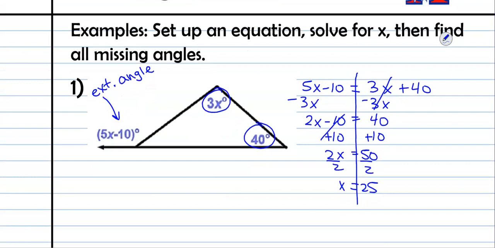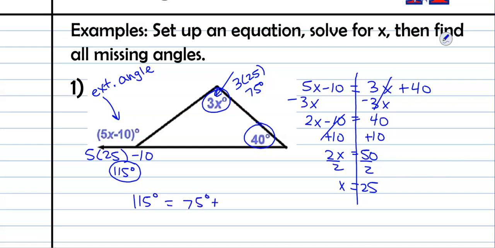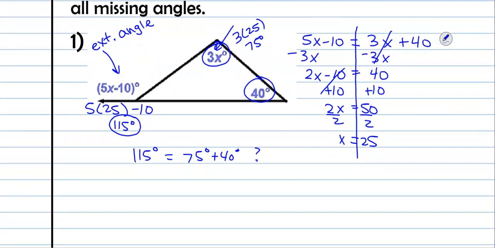Then we're going to take that and substitute it back in and just make sure that everything works. So we're going to do 5 times 25 minus 10. 5 times 25 is 125. 125 minus 10 is 115. Then we're also going to go over here and do 3 times 25, which is 75 degrees. Now we can check our work. Is 115 degrees equal to 75 degrees plus 40? Did that work? Well, yeah, 75 plus 40 is 115. So check mark, we got it right.